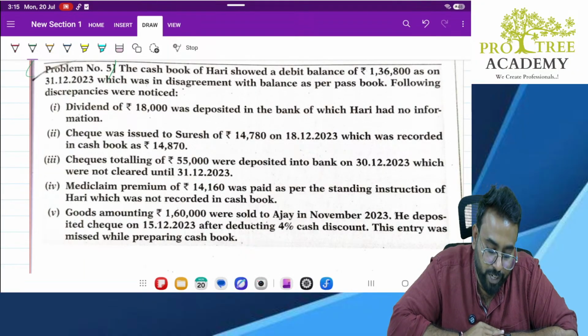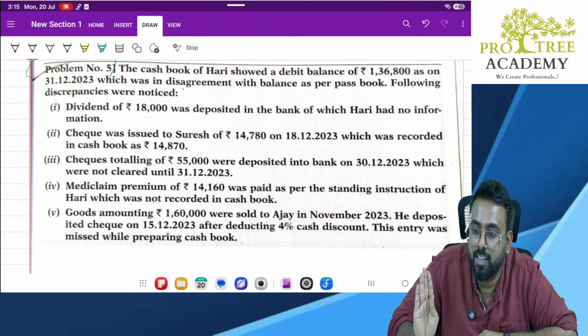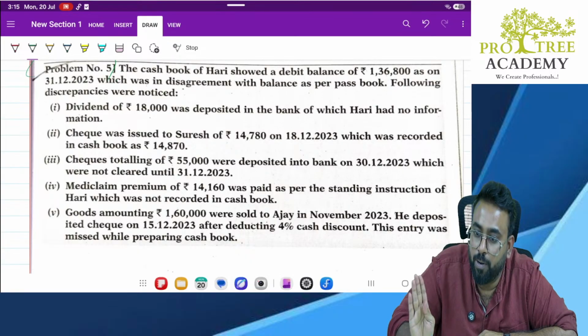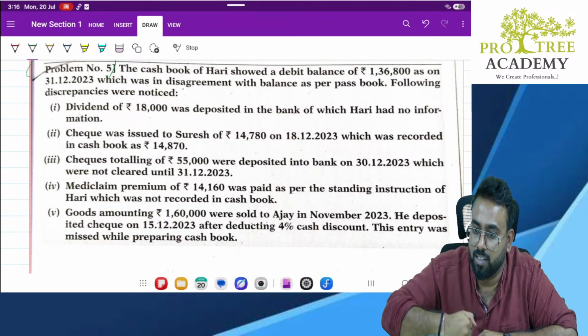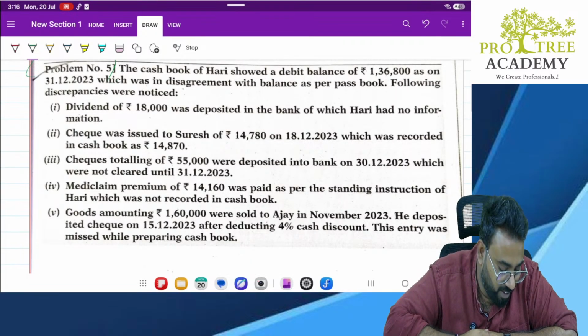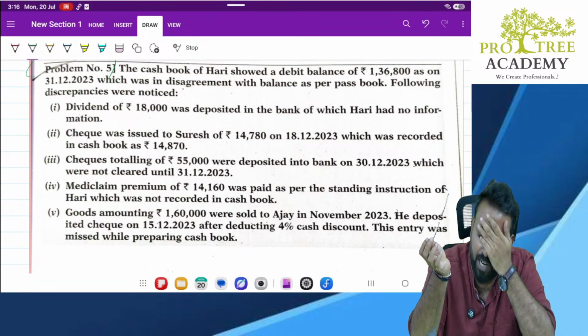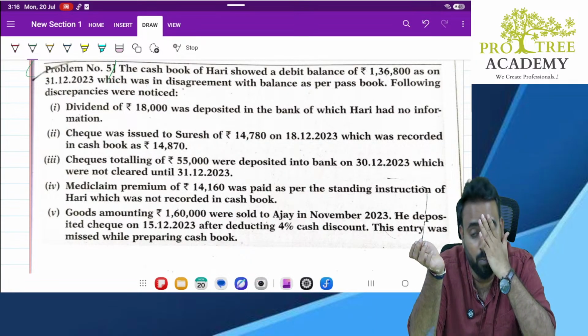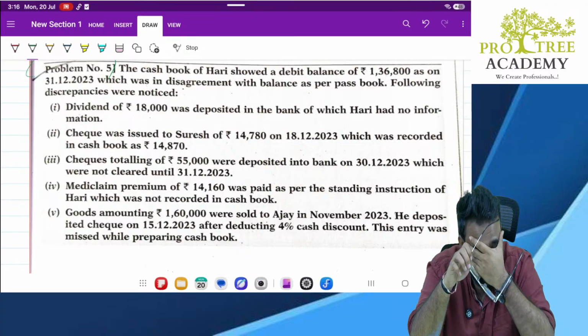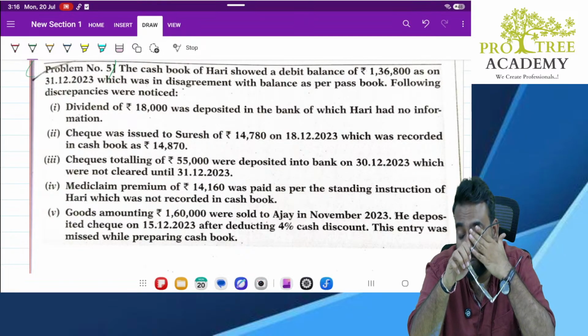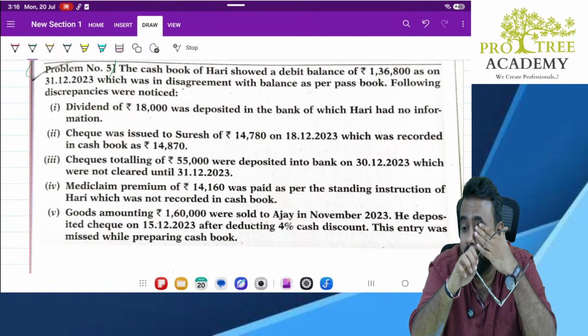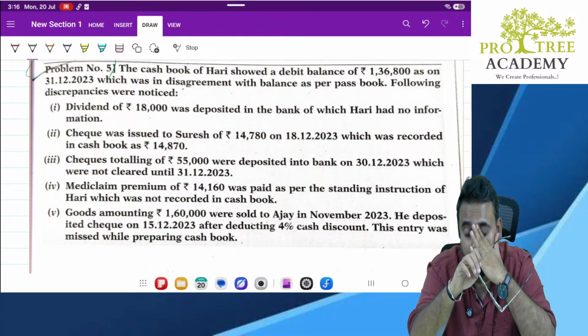The cash book of Harish showed a debit balance of 1,36,800. Now don't say it is unfavorable. It is favorable only. Debit balance in my cash book, which was in disagreement with the balance as per the passbook. Following discrepancies were noticed. So you need to start from which balance? Cash book balance only. Now whatever transactions are recorded in the bank, you also record. Whatever transactions are not recorded in the bank, you also reduce it.